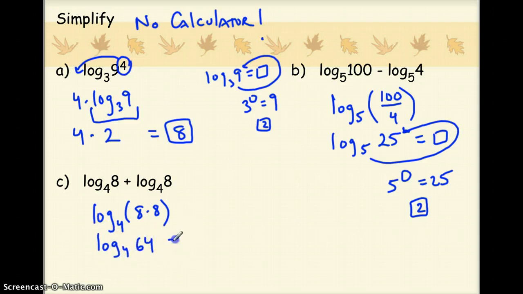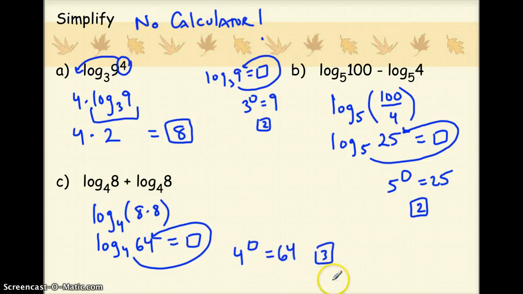And now hopefully this is something you can do. 4 to what power equals 64? And it's a 3. Okay?